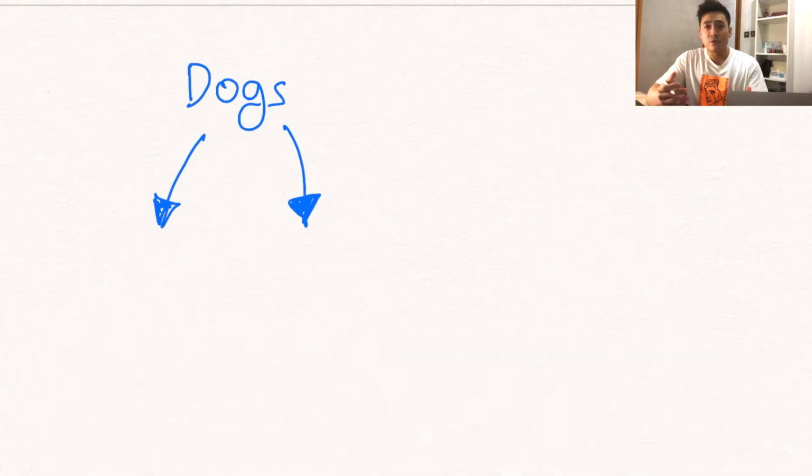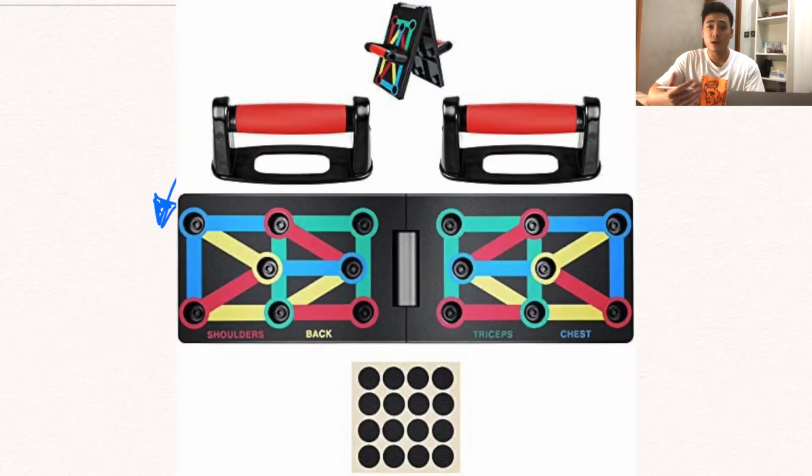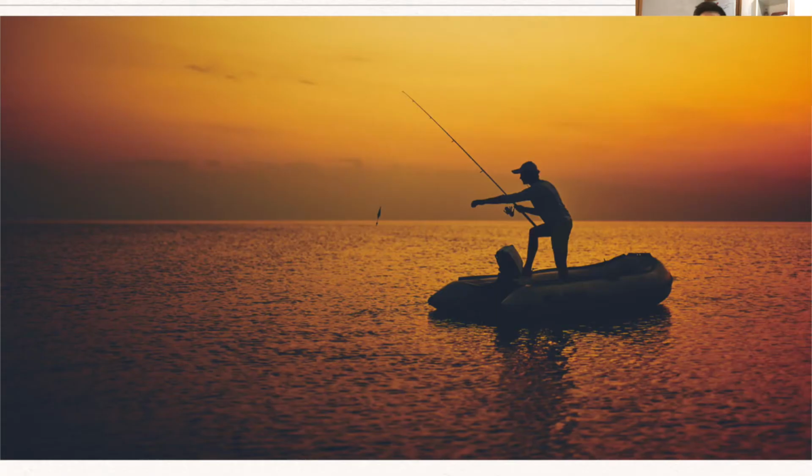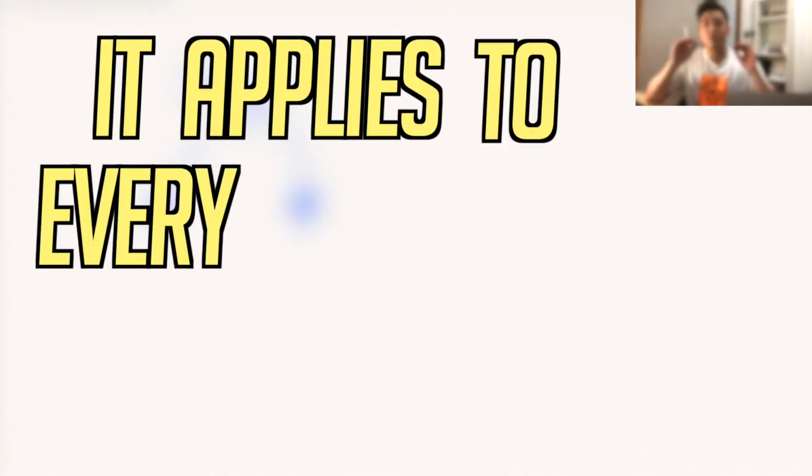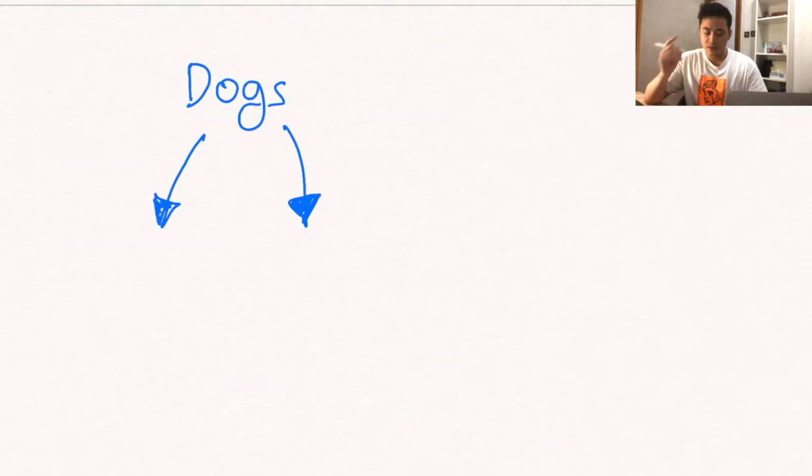So let's say you were doing a dog product or a pet product. Let's just say it's a dog product, but honestly, it can work for any store. You could do fitness products, gardening products, fishing products. It applies to every single product out there. So let's say you have a dog product.